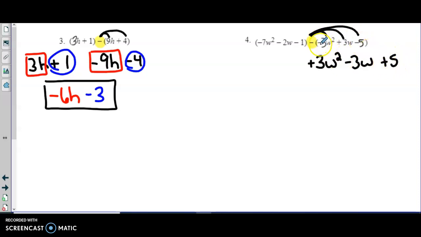All I did was switch the signs, right? The negative became a positive, the positive became a negative, and the negative became a positive. For this piece, I'm just going to bring it straight down. I don't have to do anything to the first one. And now I can combine like terms.